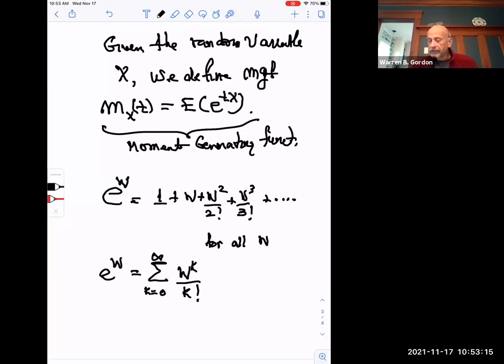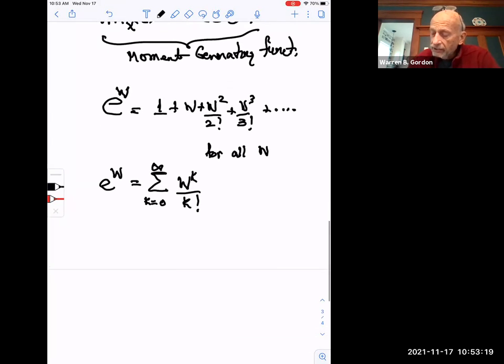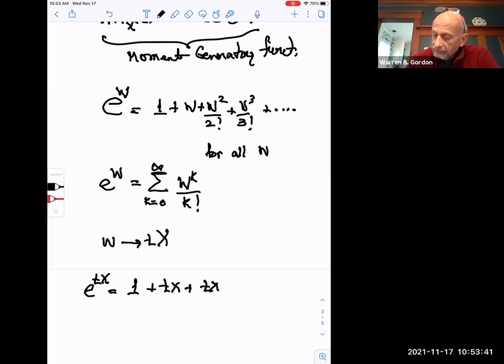That's the same result using sigma notation. Now, let me show you why this is useful. Let's suppose we replace w with t times x. Then e to the tx becomes 1 plus tx plus (tx) squared over 2 factorial, and so on.